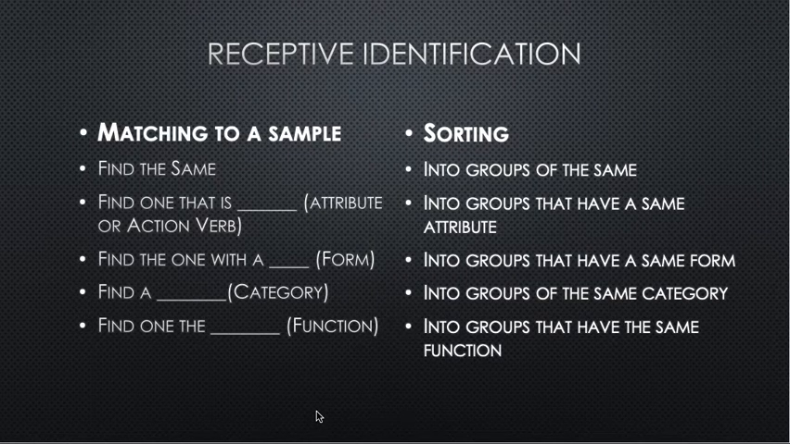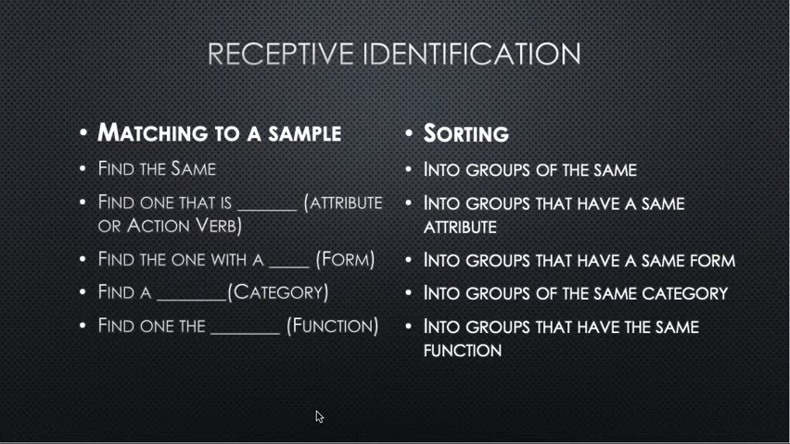A short presentation on what receptive identification is and how you can use it to either teach or assess what your student knows. Receptive identification is the ability of a student to identify something without having to verbalize anything or to talk. They are receptively identifying something in their visual field, or maybe even their auditory field, based on some instruction that is given to them.